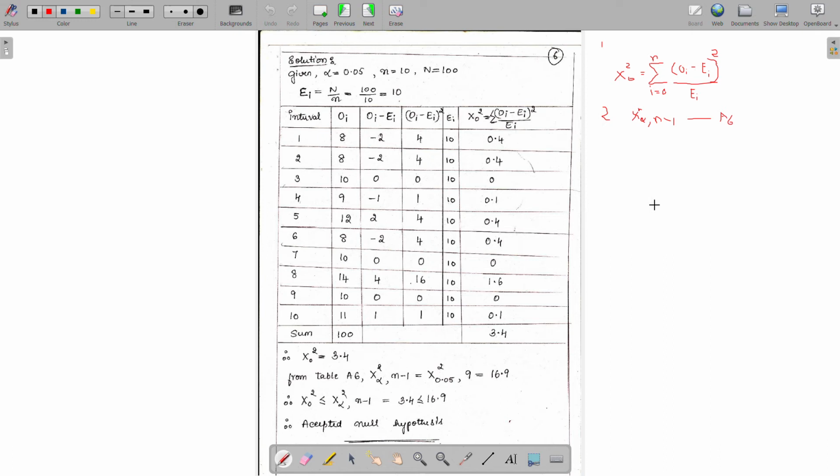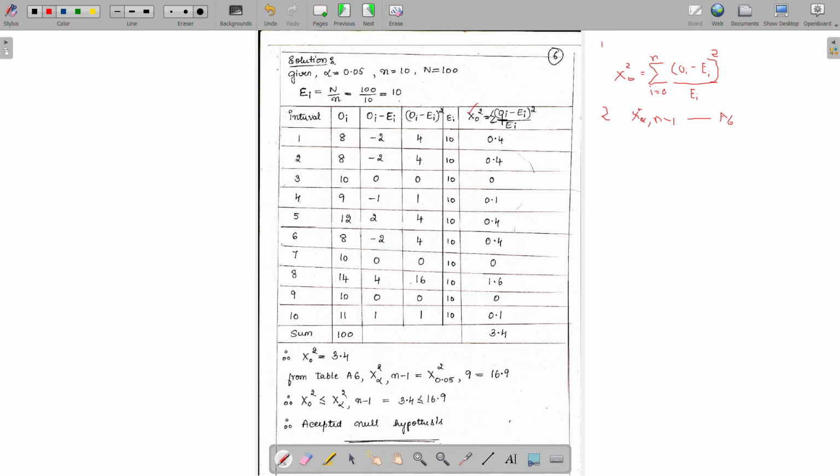To solve this problem, the first step is to find the chi-square test statistic, x naught square equal to summation i from 0 to n of (Oi minus Ei) square divided by Ei. So this is the first step. Second step, obtain the critical value from table A6, that is x alpha comma n minus 1. And third step, check whether the chi-square value is less than the critical value or not. If it is less than or equal to, then accepted, otherwise the random numbers are not uniformly distributed.